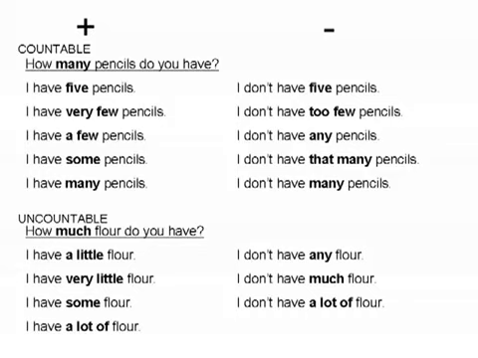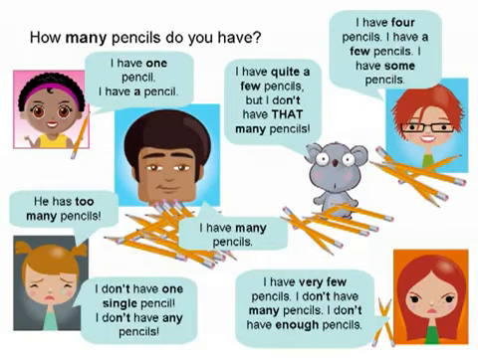So, as you can see, 2 key words for countable nouns are few and many. 2 key words for uncountable nouns are little and much. Let's look at some sample statements for countable nouns. I have 1 pencil. I have a pencil.